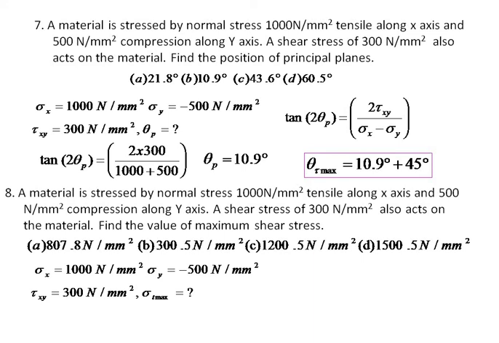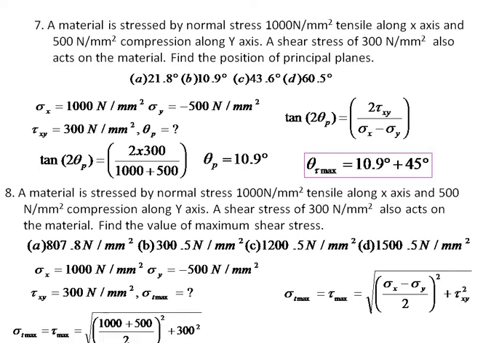Sigma x value is given, sigma y value is given, tau xy is given, and you are supposed to find tau max. We just have to substitute it in the formula and we get the answer as 807.77 Newton per mm square, right? So 807.8 Newton per mm square. Option A is the right answer.